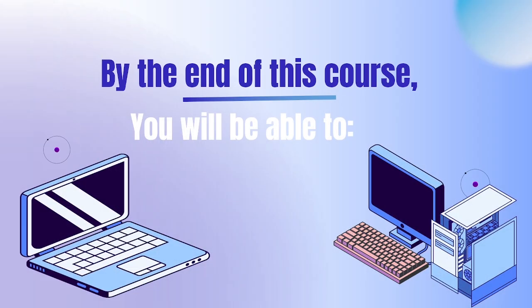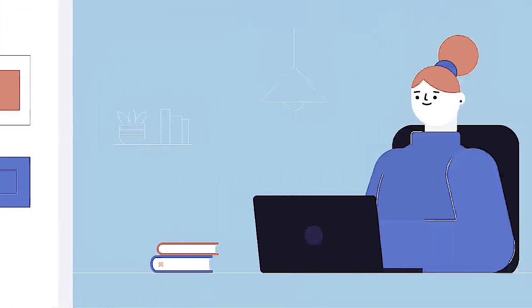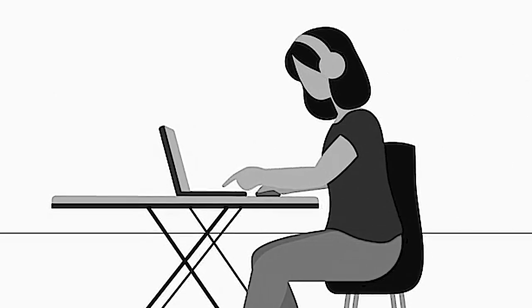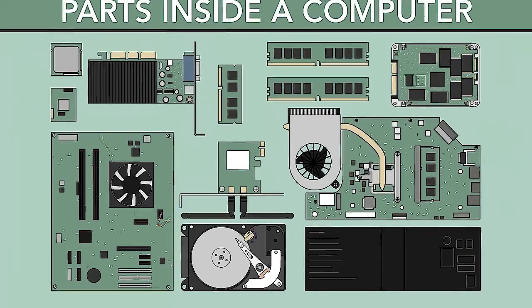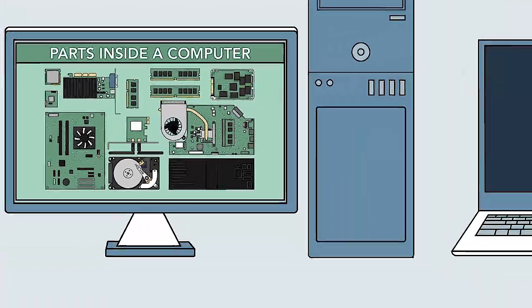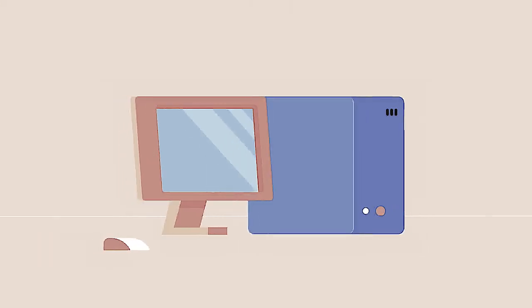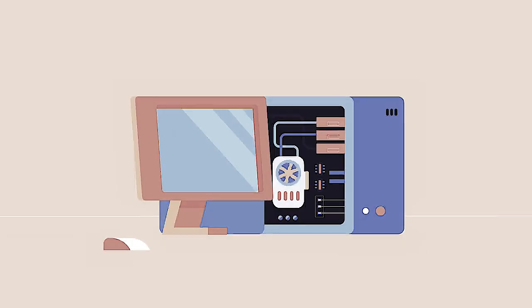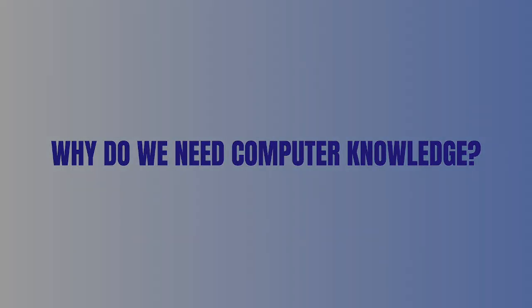By the end of this course, you will be able to understand the definition of computer, identify the main functions of computer, identify and differentiate input and output devices, recognize internal and external parts of computer for both desktop and laptop, understand the components of computer, classify the computer according to either size and power or functions they perform, identify the characteristics of computer. Finally, you will be able to understand the reasons why you need computer knowledge.